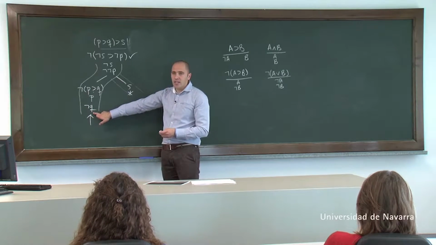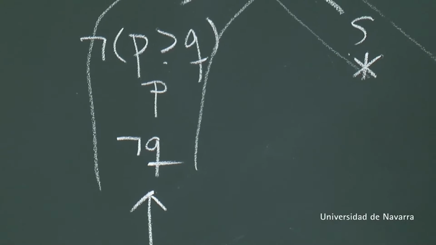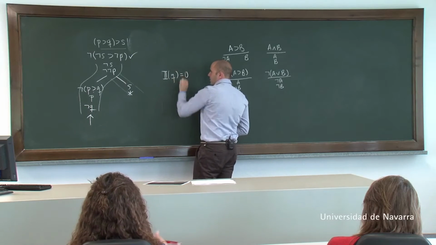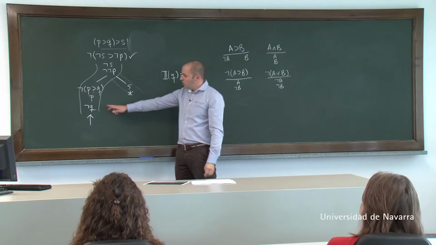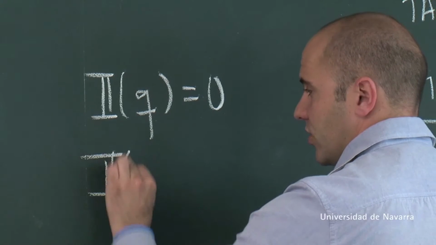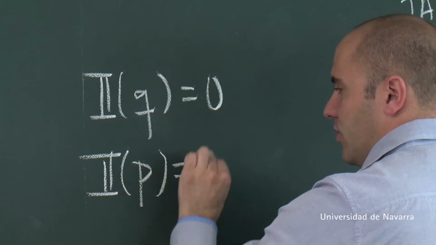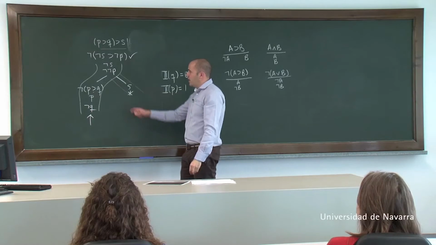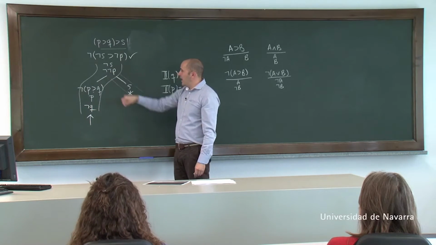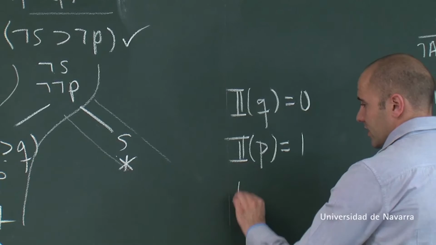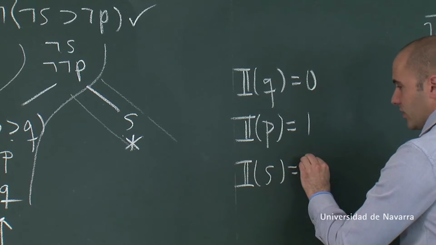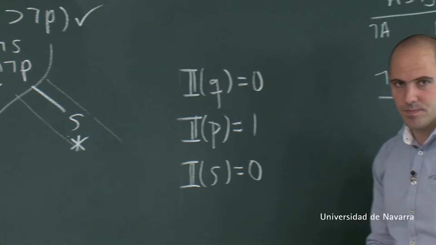We've got negation of Q, right? So our interpretation should assign to Q the value 0, of course. We've got P, right? So the interpretation should assign to P value 1. Not P, of course, will have value 1 as well. And we've got negation of S, so the interpretation will assign to S the value 0, right?